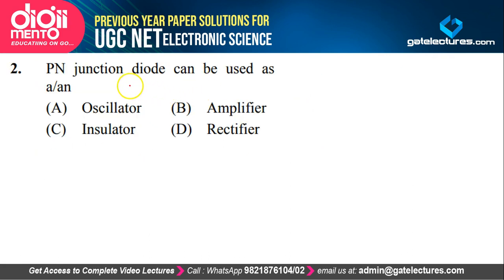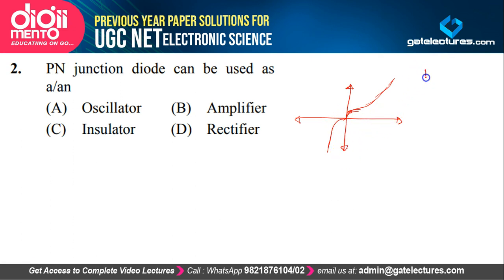Fine. Now look at the next question. They are asking you, PN junction diode can be used as oscillator, amplifier, insulator or rectifier. So you know the characteristics of PN junction diode. What happens is PN junction diode allows current only in a single direction. These are approximately the characteristics of PN junction diode. What happens in reverse bias? Reverse bias means whenever you're giving negative voltage to this, then current is not going to increase, right?